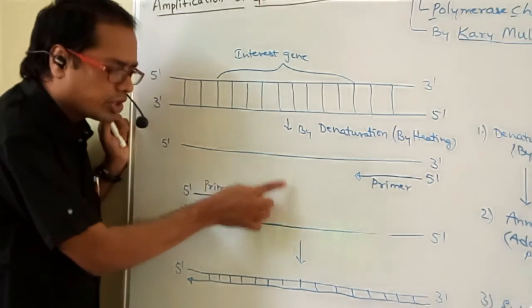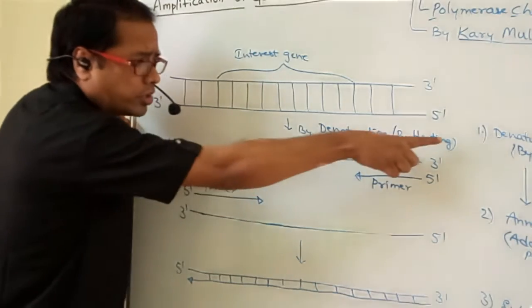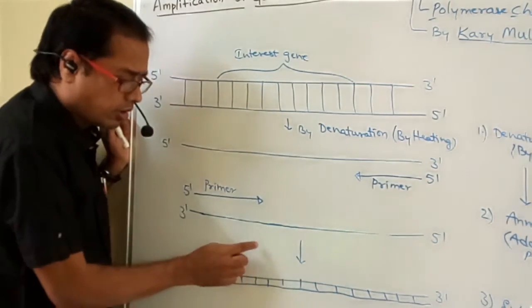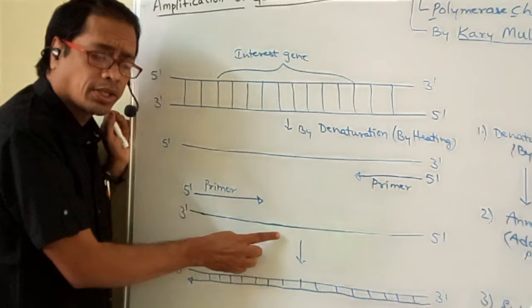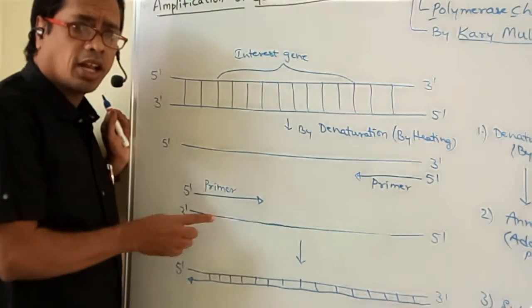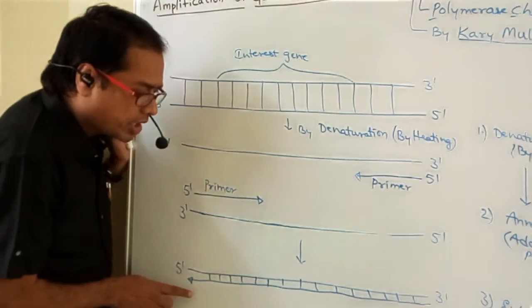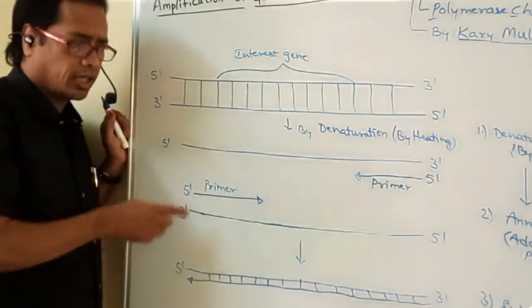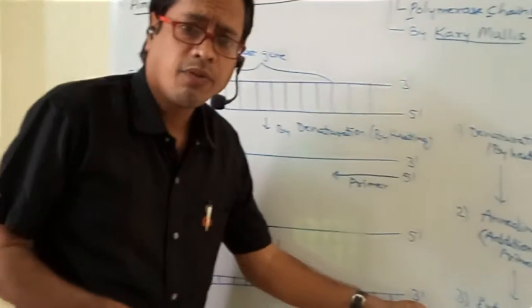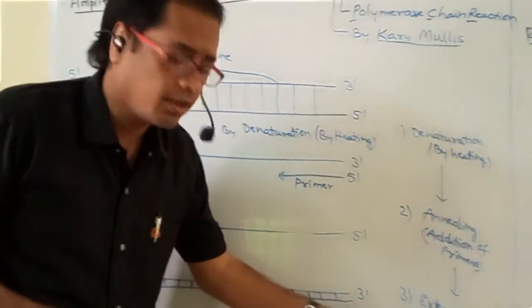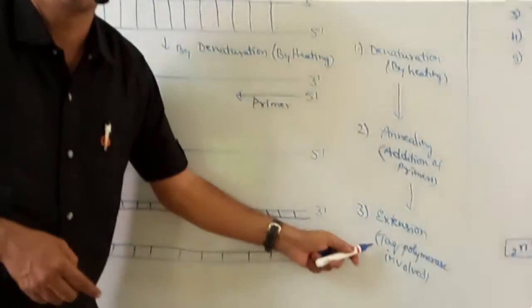So first of all, the two strands should be separated. That process is called denaturation. Next one, we have to add primers. Addition of primers is called annealing. Later, this primer is extended. That is so called extension. For this extension, which enzyme is required? Taq polymerase is involved.